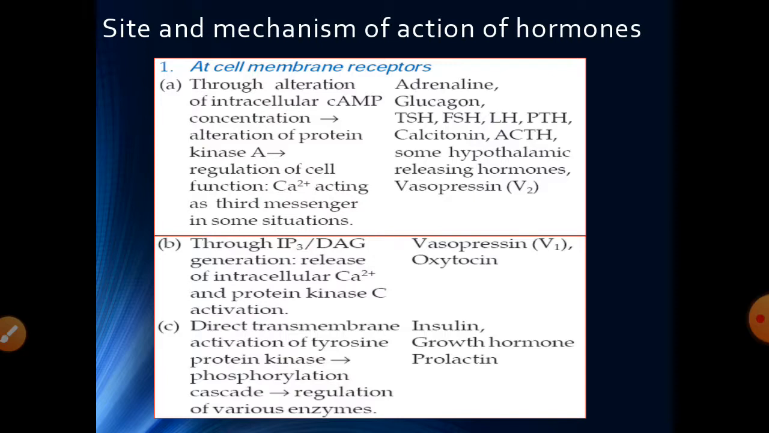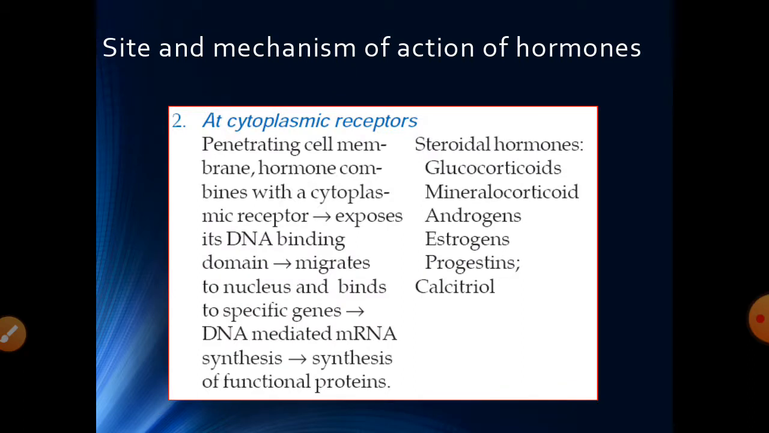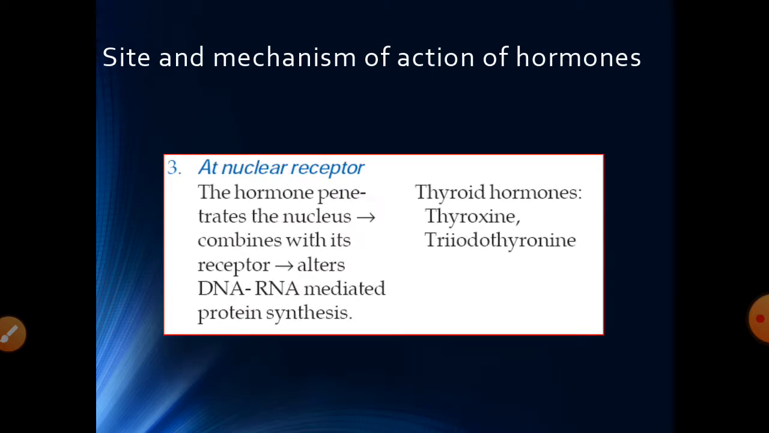Next comes the mechanism of action of hormones. Like they could ask which hormones are acting at cell membrane. The answer comes over here: adrenaline, TSH, FSH, LH, vasopressin, oxytocin and many more. Then at cytoplasmic receptor, which hormones are acting? The answer is steroidal hormones, that is mainly glucocorticoid, mineralocorticoid, estrogen, androgen, progesterone, calcitriol. The mechanism of action is also stated in these tables, so learn them properly. Next comes at nuclear receptor, which hormones are acting? That is thyroid hormones, both thyroxine and triiodothyronine, that is T3 and T4.